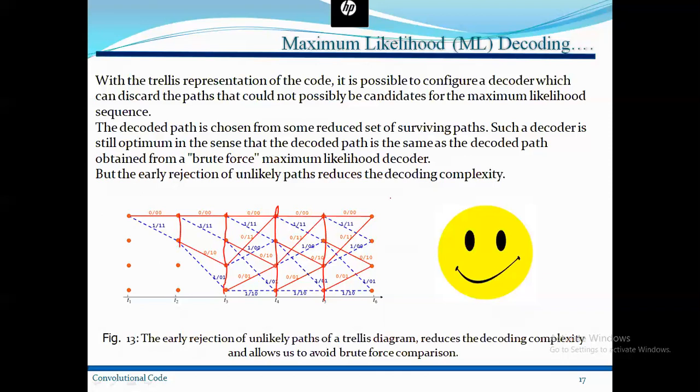So the number of surviving paths can be calculated by the function 2^(k-1), where k is the constraint length. If the constraint length is 3, then the maximum surviving path is 4. So in our case, we have the constraint length of 3 and the code rate of 1/2, so the surviving paths are equal to 4.